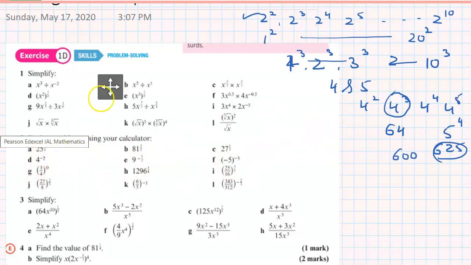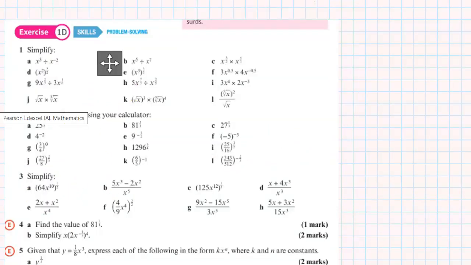So let's start doing this question. Question number 2, part A. Let's take this question: 81 power 3 over 2.